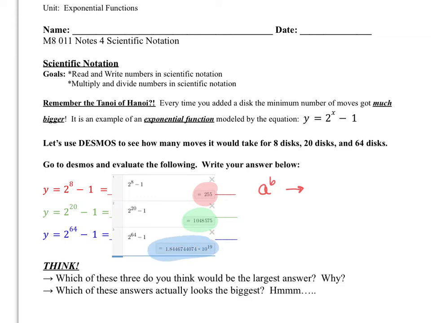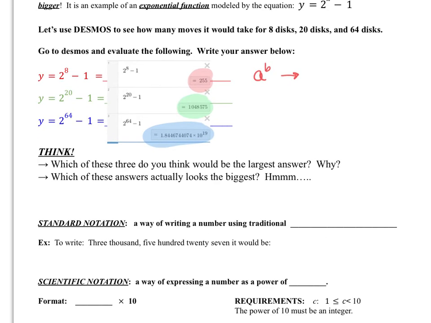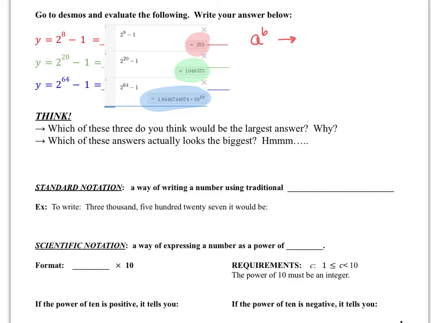So which of these three would actually be the largest answer? Well, clearly it would be the one with 64 disks. But if I look at that, this starts with the 1.8, which is actually the smallest number of all. The reason that's the case is because it has this exponent of times 10 to the 19th. And so this is an example of scientific notation, how we're going to learn to read and write numbers today.